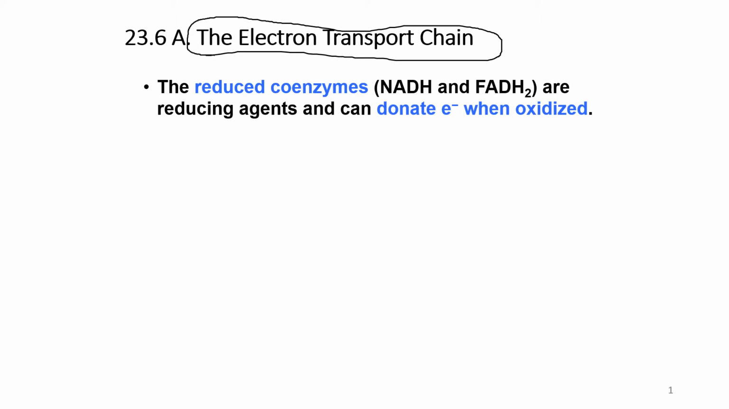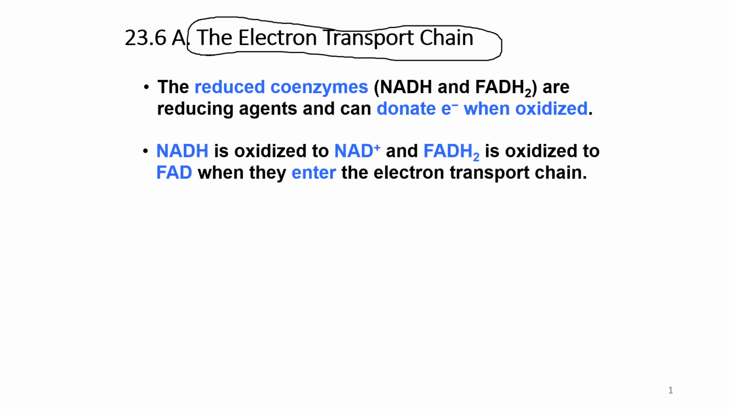And these are reducing agents, so they can be oxidized, and that's what happens when they reach the electron transport chain. So NADH is oxidized back to NAD plus and FADH2 back to FAD, so they can go back and pick up more protons and electrons.